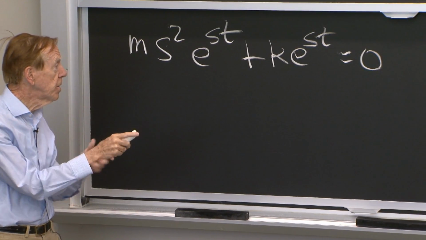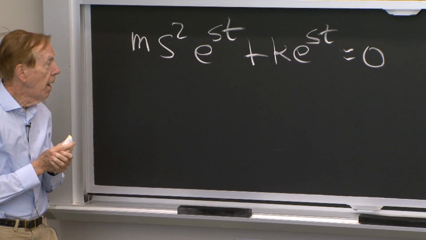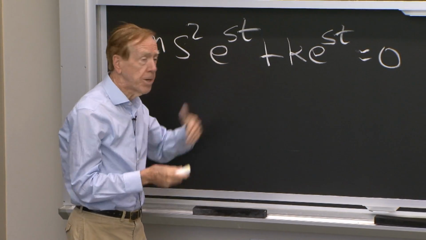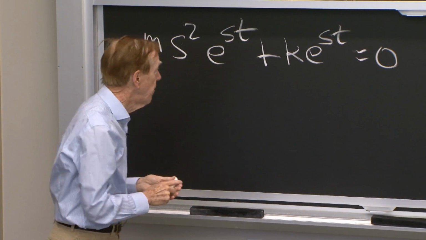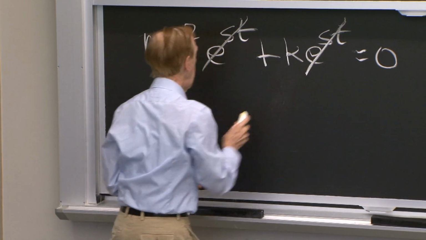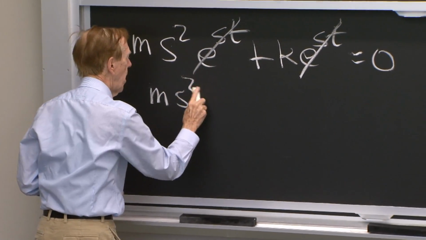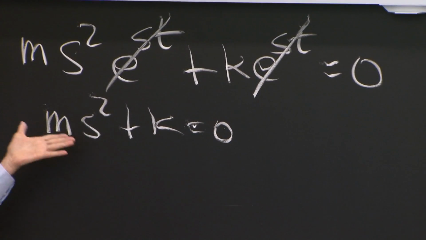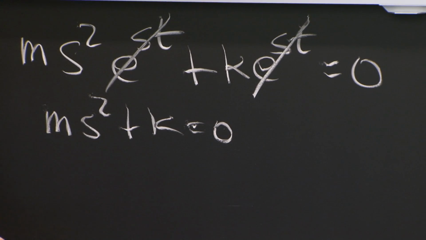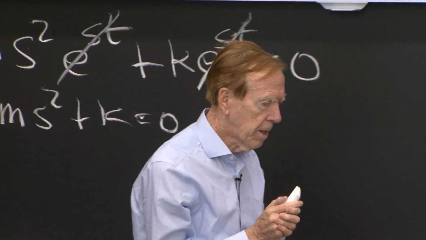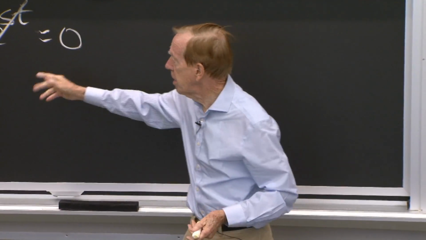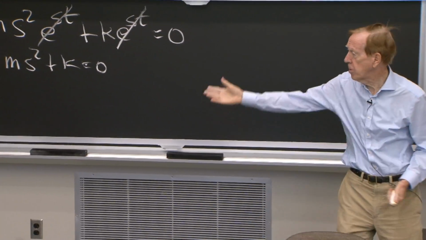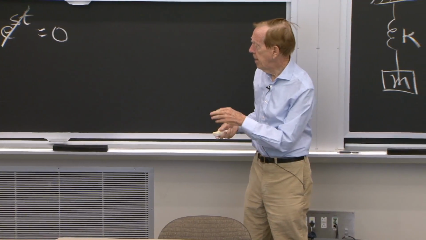Plugged in an exponential, got this equation, and the beauty is that the exponentials cancel. An exponential is never 0, so I can safely divide by it, so I cancel those, and I get m s squared plus k equals 0. The key equation, and it's so simple, we're doing algebra now. The calculus, the derivative, we took when we plugged it in, but now it's an algebra question. And of course, solving that system is easy.